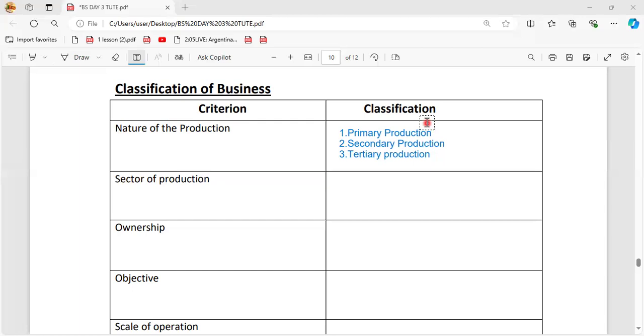Am I clear? What is secondary production? Now I am making the furniture. I am cutting the furniture. I am polishing the furniture.